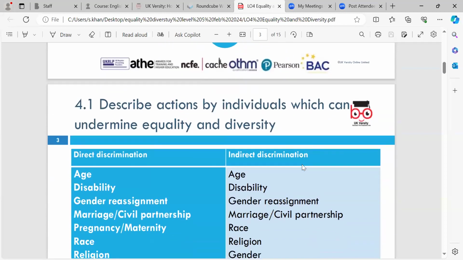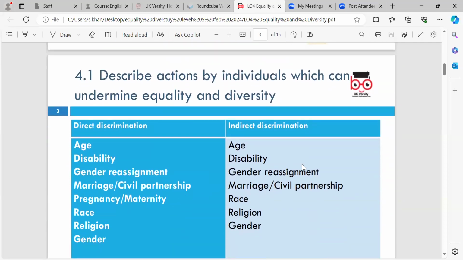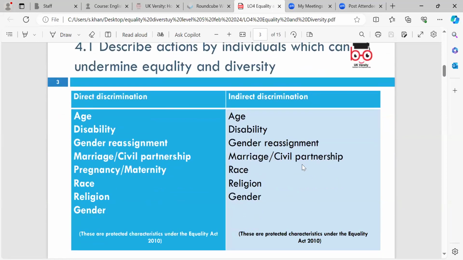So 4.1, describe actions by individuals which can undermine equality. So we've got direct discrimination and indirect discrimination.